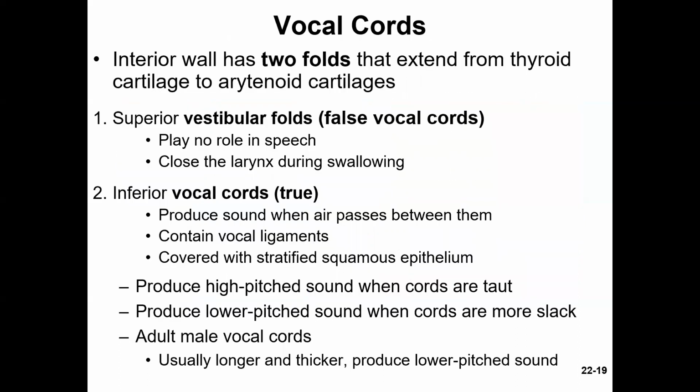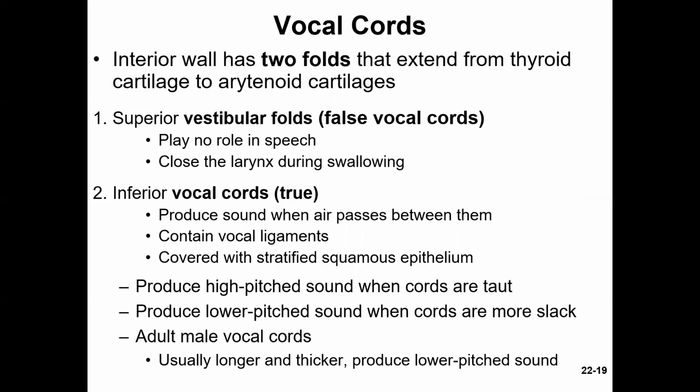The interior wall has two folds that extend from the thyroid cartilage to the arytenoid cartilages. The superior vestibular folds, or the false vocal cords, these guys play no role in speech, but they close the larynx during swallowing. The inferior vocal cords are the true cords, and they produce sound when air passes between them. And they contain vocal ligaments.